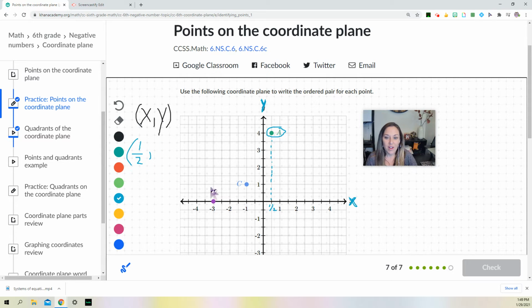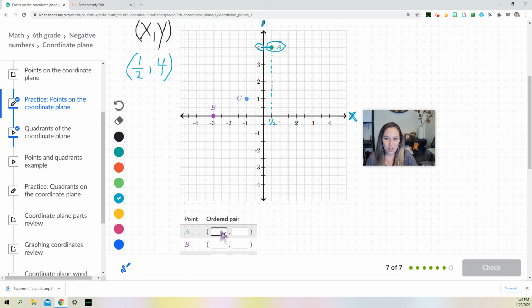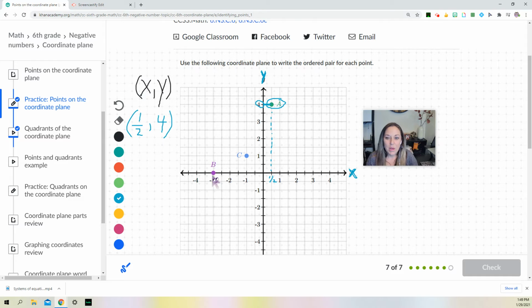And the y value, let's see where it's hitting the y-axis. That's a little easier to identify. Do you see how it's hitting right here at 4? So point A is at 1/2, comma 4. So when you put it into Khan Academy, you can either do 1/2 or you can do 0.5 as a decimal. Okay, let's look at B.